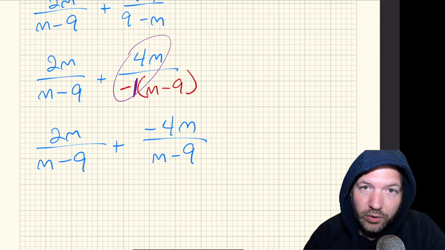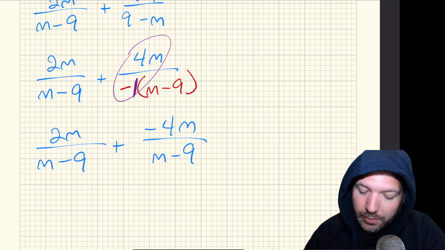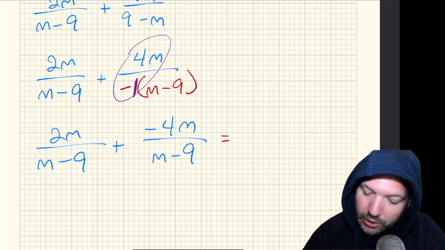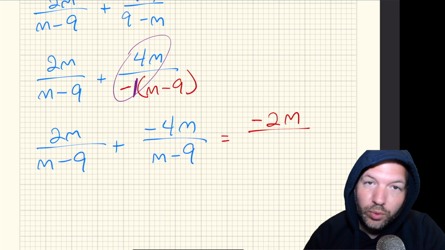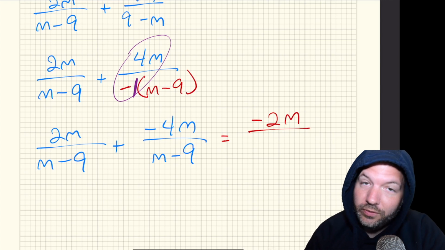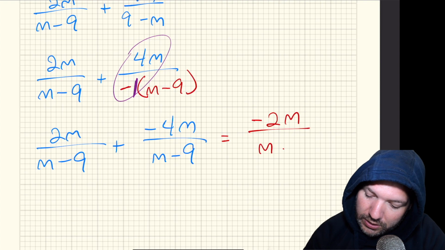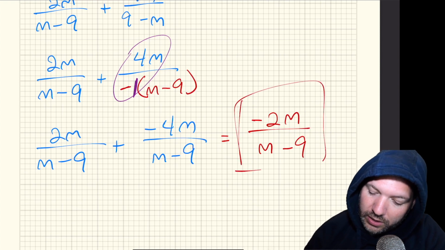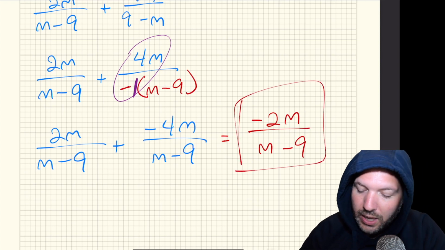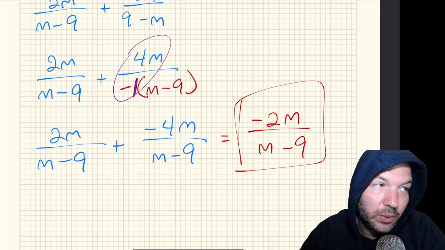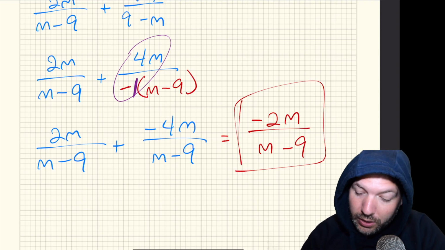Using the additive inverse, we have created like denominators where they did not exist a moment ago. This will be really important in the next lesson. And of course, it's important for adding and subtracting fractions in general. We don't often have common denominators. We often need to make them ourselves. In this case, though, once we do our subtraction, 2m minus 4m is negative 2m. And of course, our denominator, now that it's a like denominator, is just m minus 9. That is what example 5 ends up looking like.